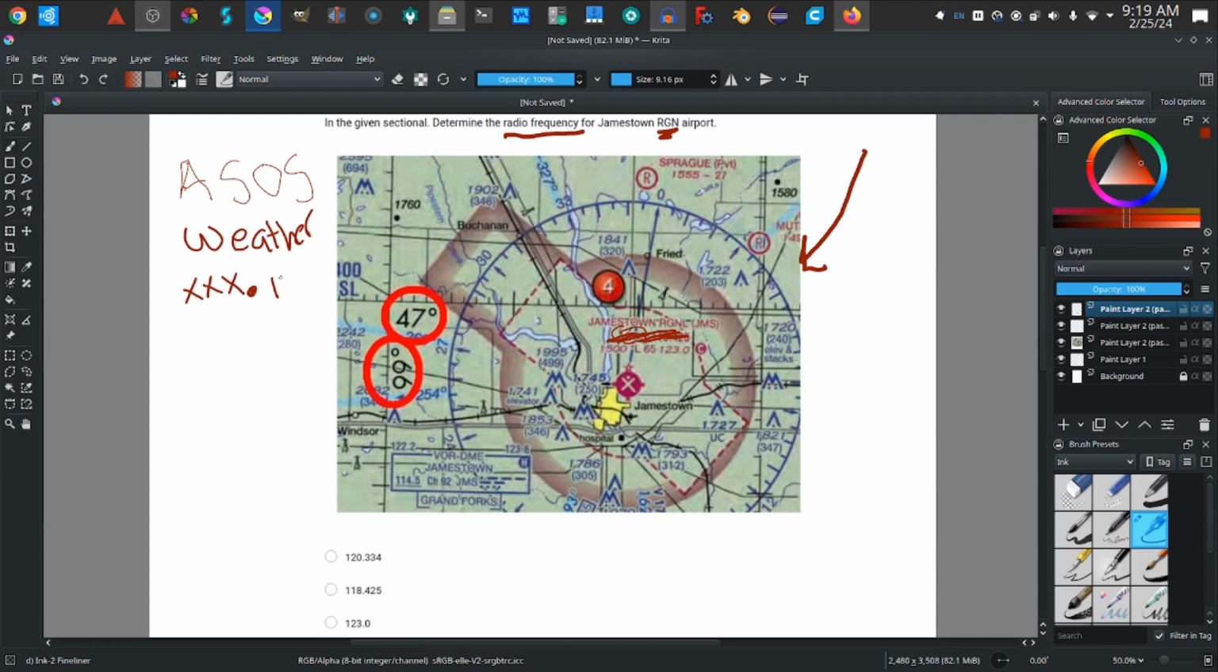So let me go back to the ASOS. Let me get my eraser. Well, I won't worry about that. So, I see a 3-digit number. Where's my eraser over here? I might just leave it alone. I haven't used this program in a while.